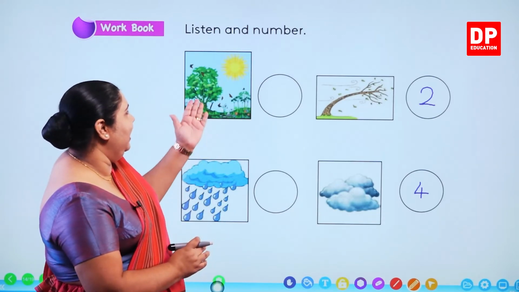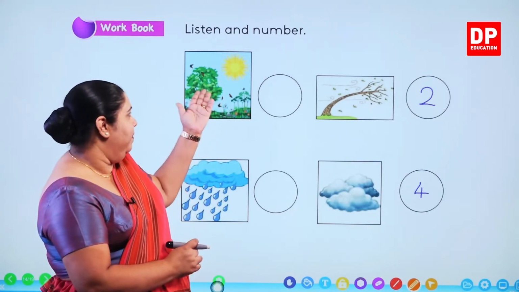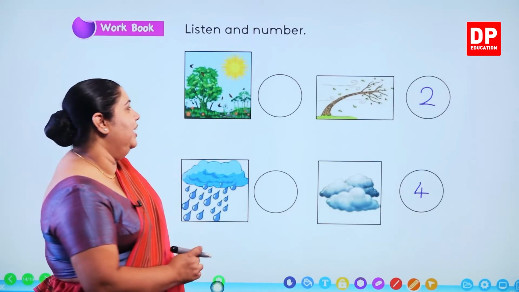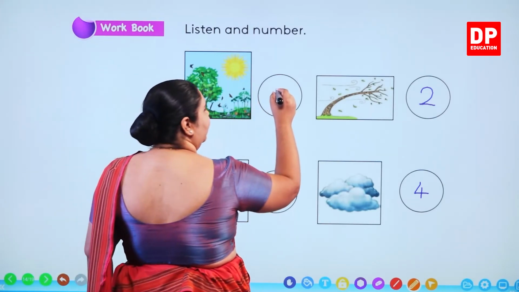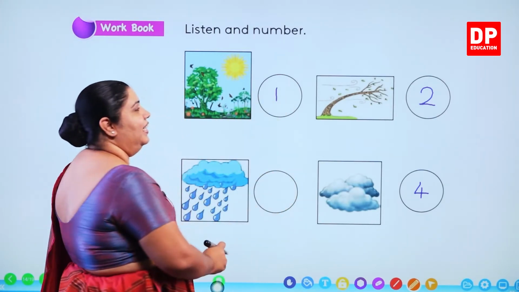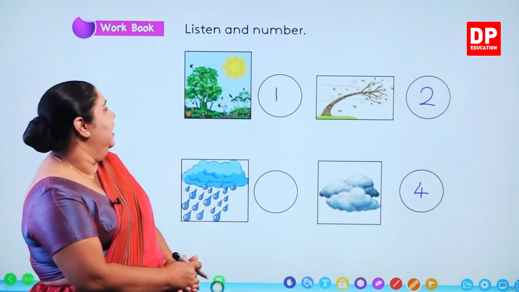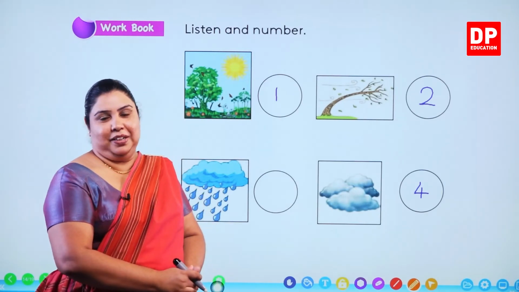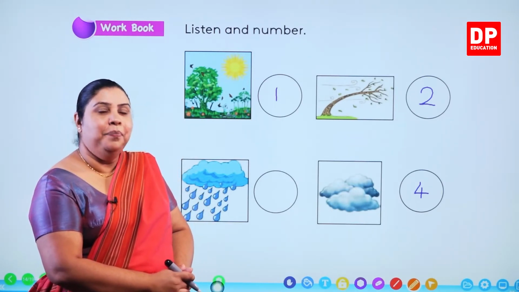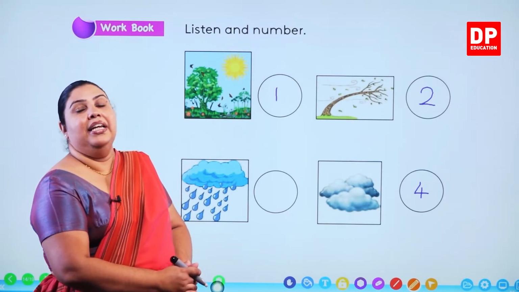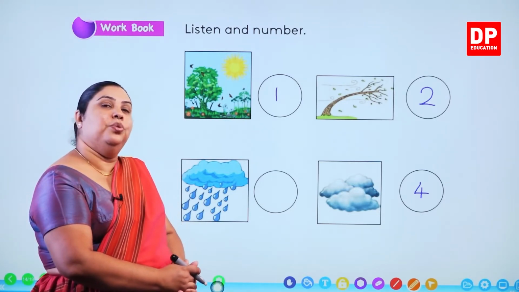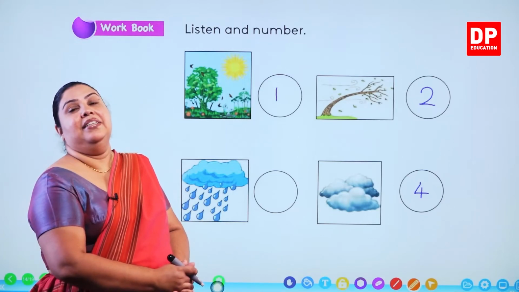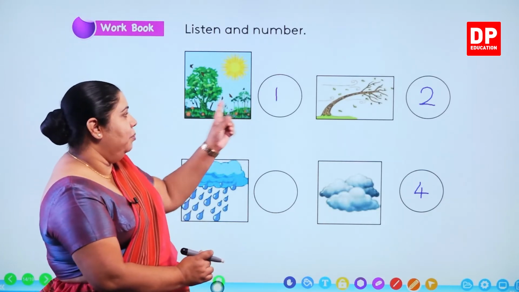So it's very easy. Can you see? We have the bright sun over here and we are going to write number 1 inside the circle that is near the sunny picture. How do we spell the word sunny? S-U-N-N-Y. S-U-N-N-Y is the word sunny. So that is number 1.